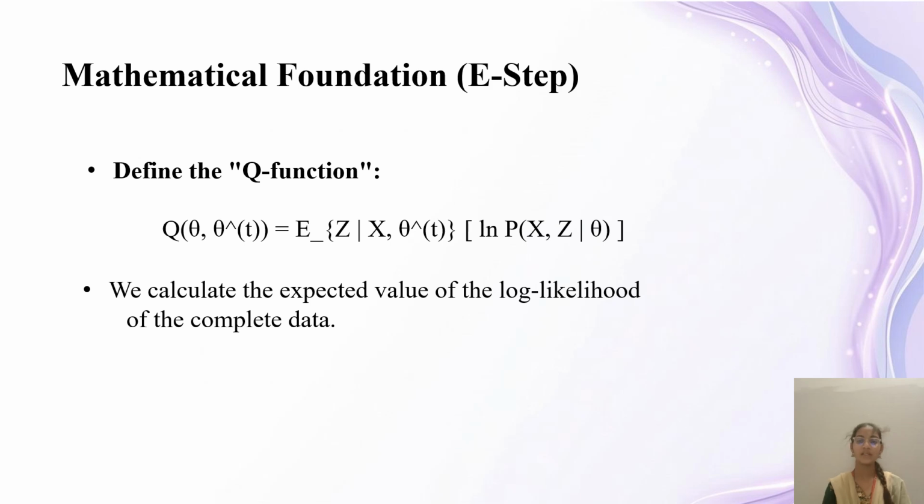And the mathematical foundation of each step is, this is the first pillar of EM algorithm, where we define the Q function. Q function can be defined as Q of θ comma θ^(t) equals the expectation over Z given X comma θ^(t) of ln P of X comma Z given θ. We calculate the expected value of the log likelihood of the complete data by using the Q function.